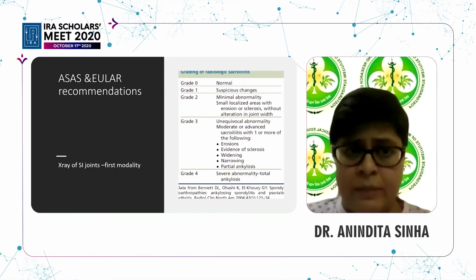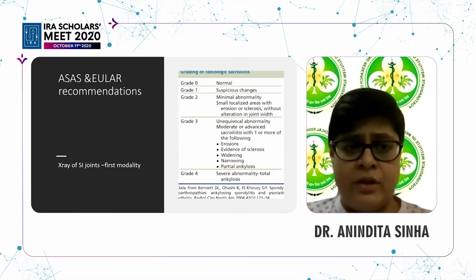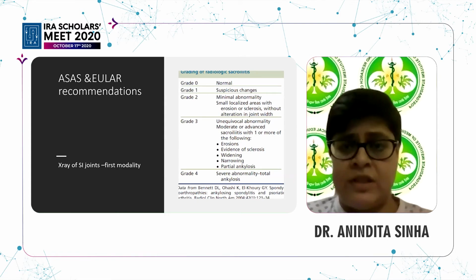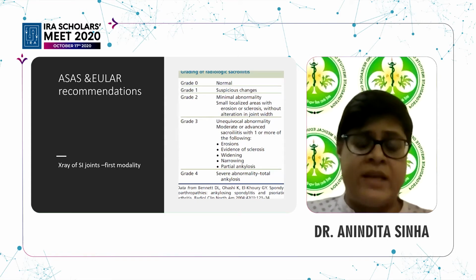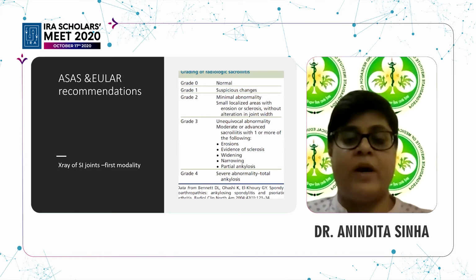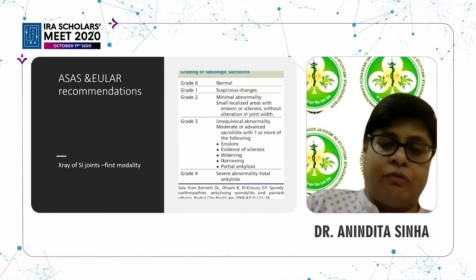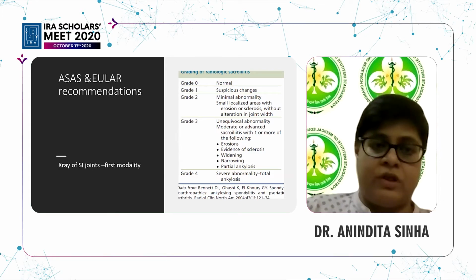Obviously, there are SR as well as EULAR recommendations, where grade 0 is a normal sacroiliac joint, grade 1 is suspicious change, grade 2 is localized areas of erosion or sclerosis, grade 3 is moderate or advanced erosion, sclerosis, widening or narrowing, or partial ankylosis, and if it's a completely ankylosed joint, it is known as a grade 4 change.